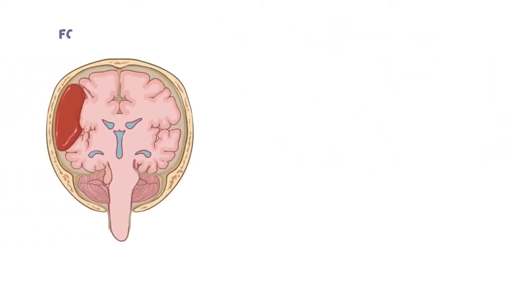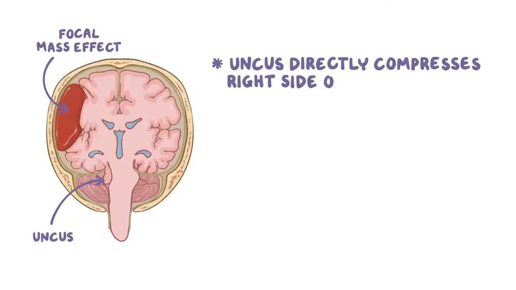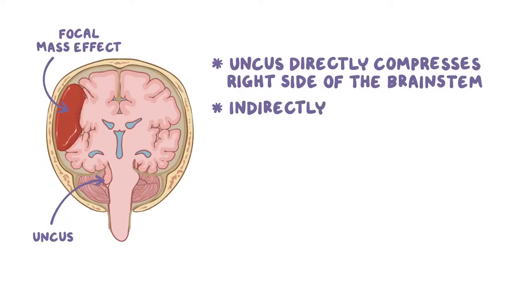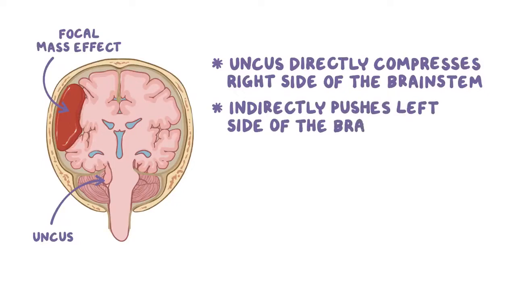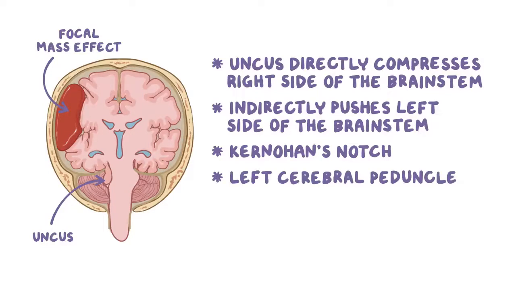So let's say there's a focal mass effect on the right side of the skull, which increases intracranial pressure and squeezes the uncus down onto the brainstem. Now, the uncus isn't only directly compressing the right side of the brainstem, but indirectly, it's also pushing the left side of the brainstem against the free edge of the tentorium, forming what's called a Kernohan's notch. The compressed part of the brainstem is called the left cerebral peduncle, and it's rich in motor fibers that travel from the cortex on the left side of your brain to muscles on the right side of your body.